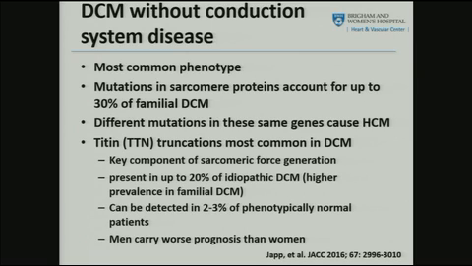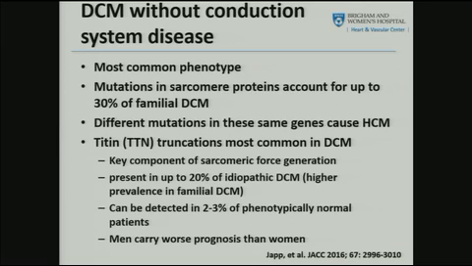We see a lot of patients with dilated cardiomyopathy and no AV block or bundle branch block. Mutations in sarcomere proteins account for about 30% of these. Different mutations in these same genes may give you a hypertrophic phenotype as opposed to a dilated phenotype, so the specific mutation is relevant. And in this disorder, titin mutations are the most common. Titin is a key structural protein that's responsible for sarcomeric force generation.